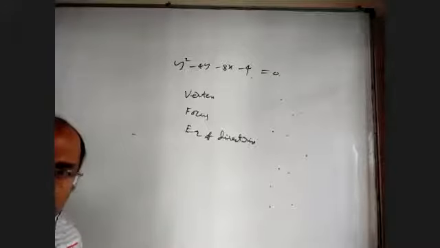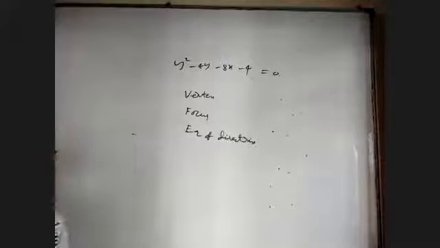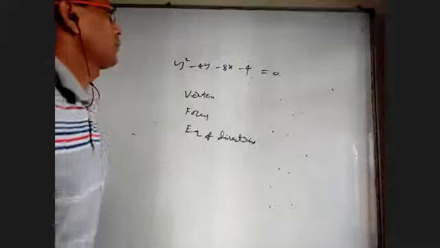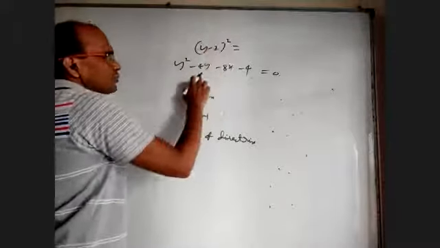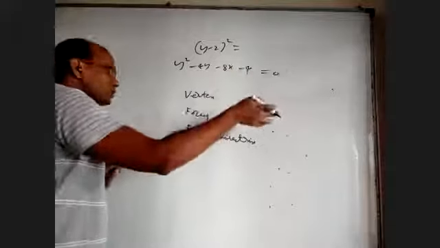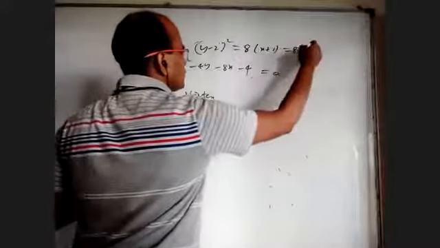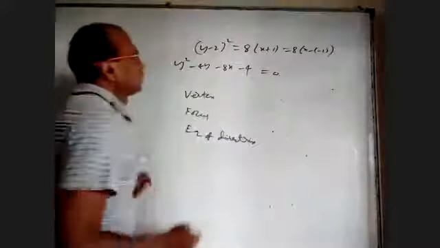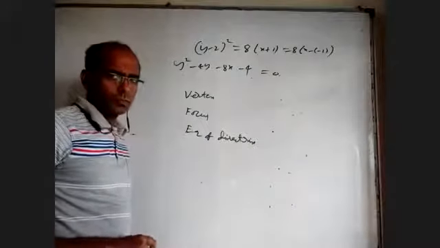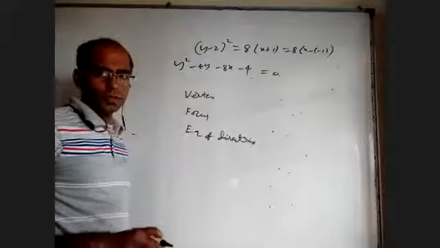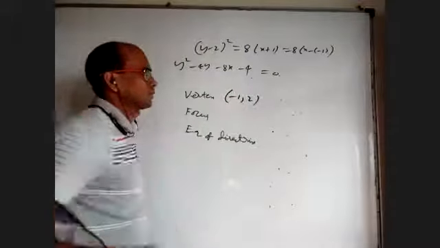What is the answer, vertex? When I make a perfect square, I will get y minus 2 whole square. Y is plus 4 I have to take, for that I have to subtract 4. Before that, the other side is 8x plus 8. 8 common, it is x plus 1, which is 8 into x minus minus 1. So what is the vertex coming? Minus 1 comma 2. Okay, vertex is minus 1 comma 2.